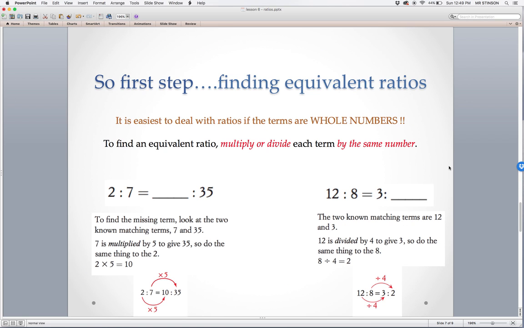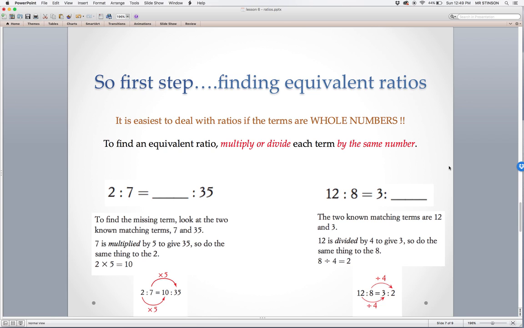So let's look at what we're actually doing today. Before we start ratio problems, we need to do 2 things. The first of these is to find equivalent ratios. The word equivalent means the same or equal. Firstly, it is easiest to deal with ratios if both the ratio terms are whole numbers. To find an equivalent ratio, a ratio that is the same as another, we need to multiply or divide each ratio term by the same number.